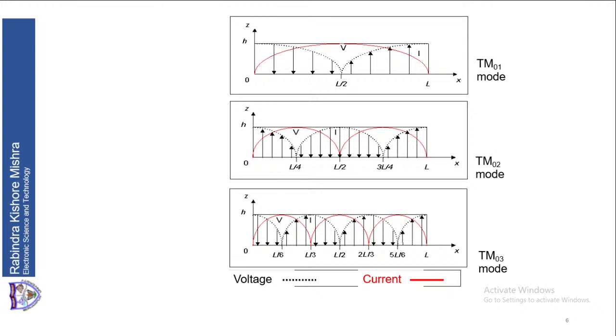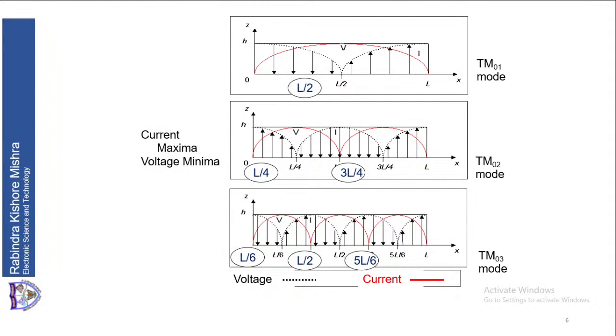Similarly, for TM02, you will have two variations. For TM01 mode, one shows one half wavelength variation, and 0 shows no variation along the y direction. TM02 shows two half wavelength variations, and TM03 shows three half wavelength variations, which you can also see. Where current maxima occurs, voltage minima occurs, and where voltage maxima occurs, current minima occurs inside the patch cavity. This is the distribution of current and voltage within the patch cavity.